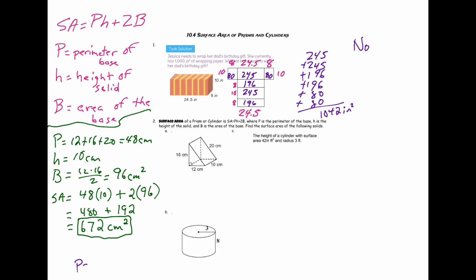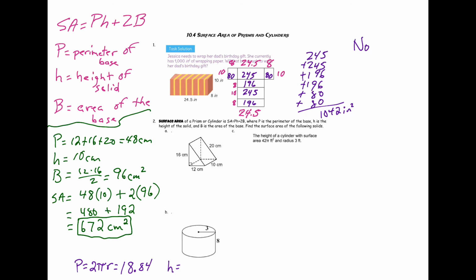So let's start here. Our perimeter of a circle is just going to be the circumference there. So to find circumference, we do 2 pi r. In this case, our radius is 3, so it'll be 2 times pi times 3, which would be 6 times pi, 18.84.